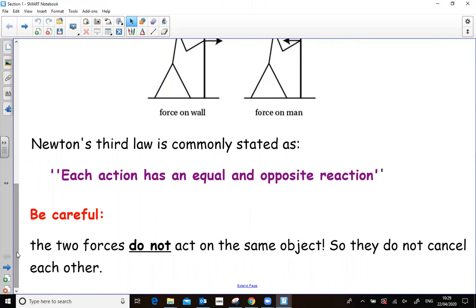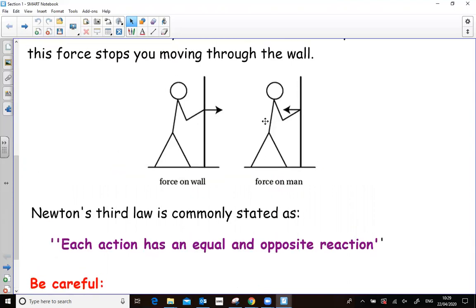So when you do the question, please be careful. Just like how we explained before using the diagram, the two forces do not act on the same object. So they do not cancel each other. Let's have a look at the diagram again. The two forces do not act on the same object. This one is on the wall. This one is on the man. So they do not cancel out with each other.